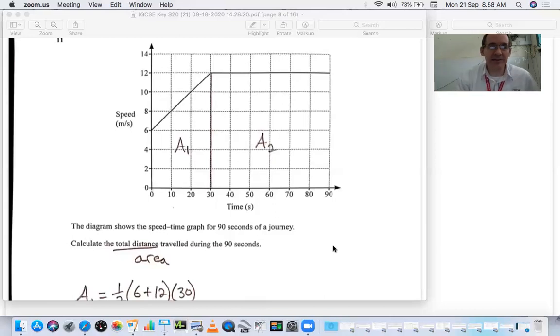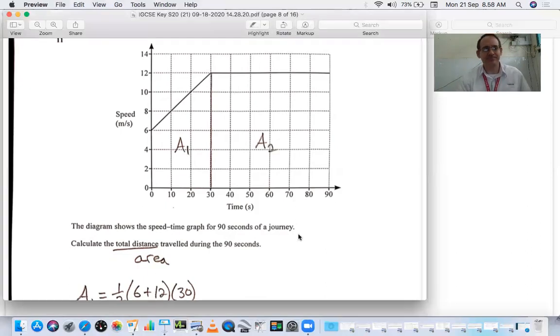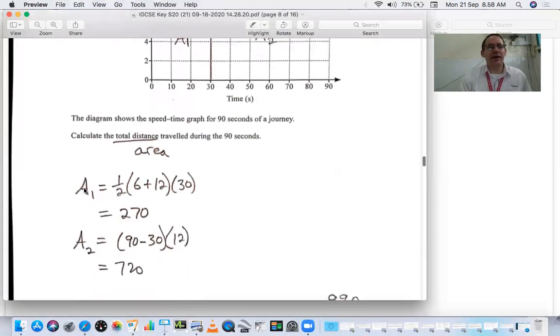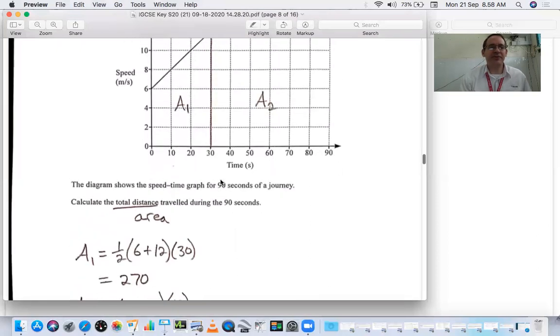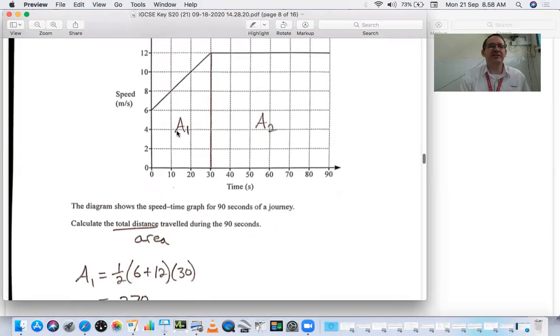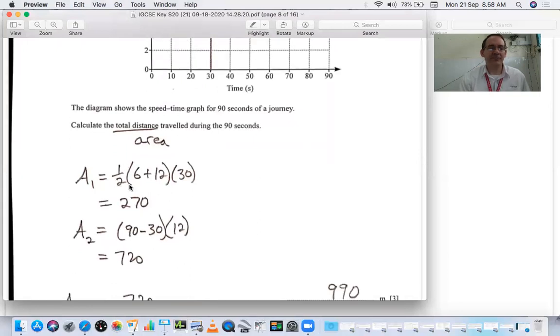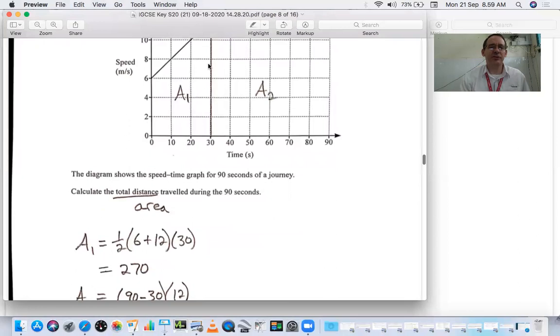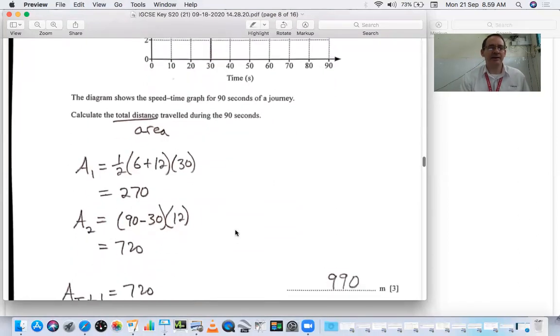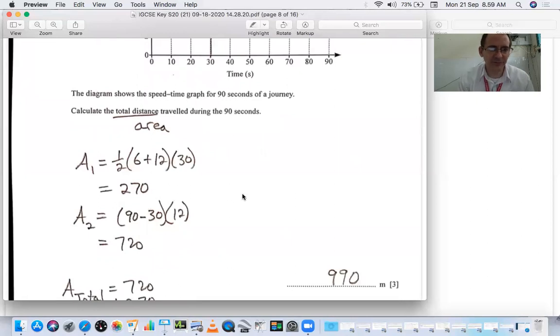So we can break this up into 2 areas, a trapezoid and a rectangle. The area of the trapezoid is 1/2 times your 2 bases, 6 and 12, times the height, which is 30. Base 1 is 6, base 2 is 12. Those are the bases over here, and the height is 30. That gives you an area of 270.